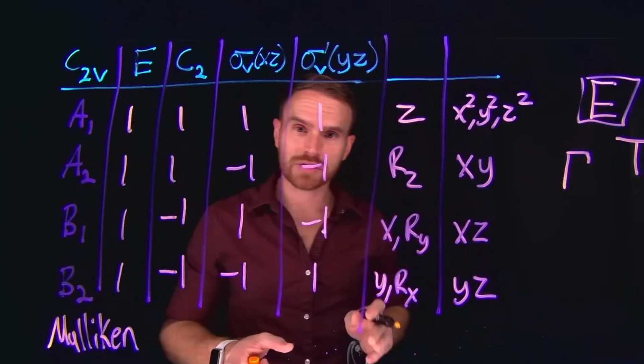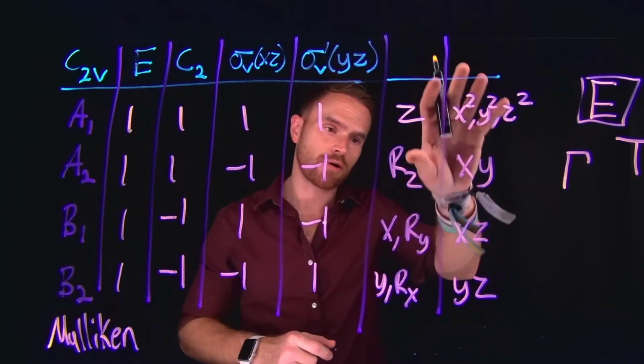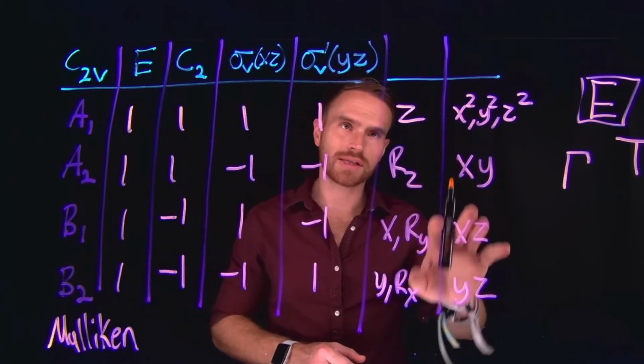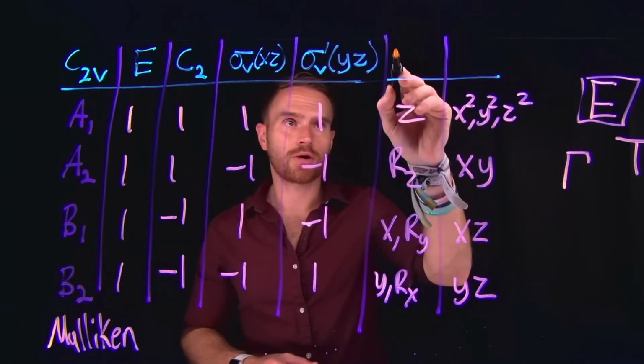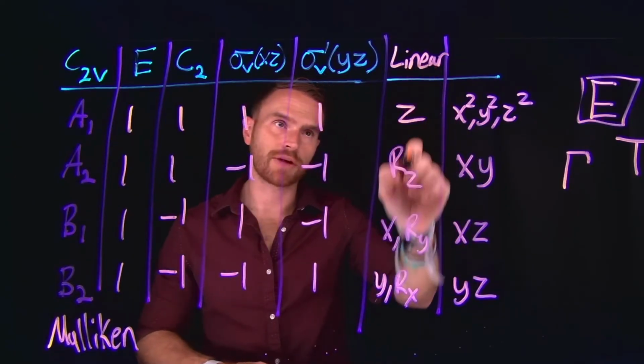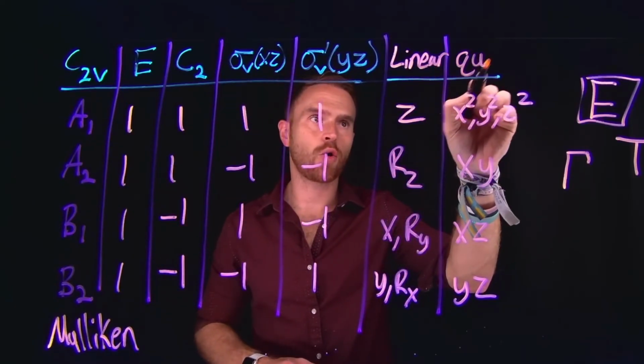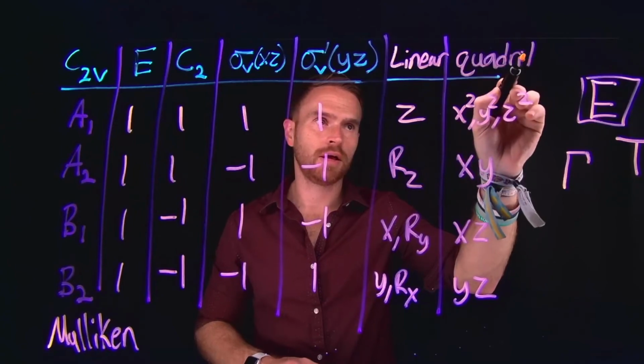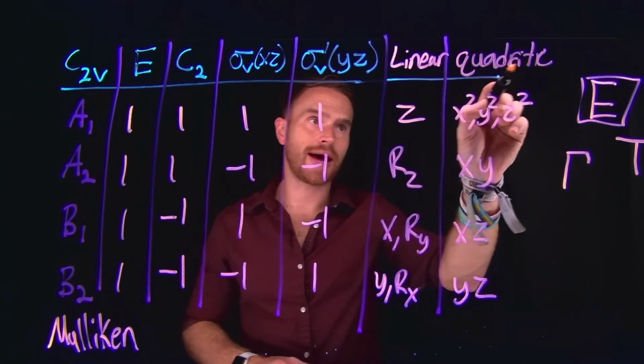What you should also see in this character table is that there are an additional 2 columns which don't contain characters or symbols. These actually correspond to different types of mathematical functions, specifically linear functions and quadratic functions. So these are linear and quadratic functions.